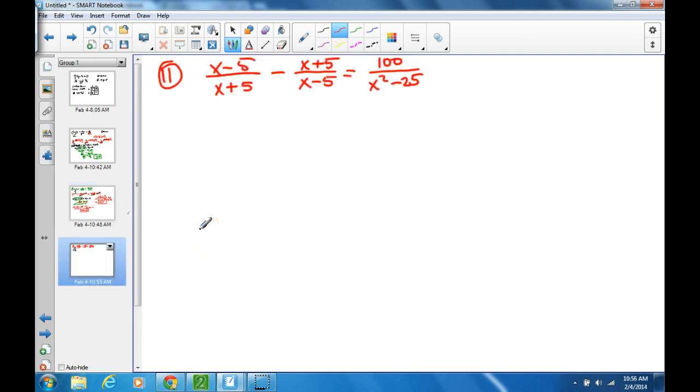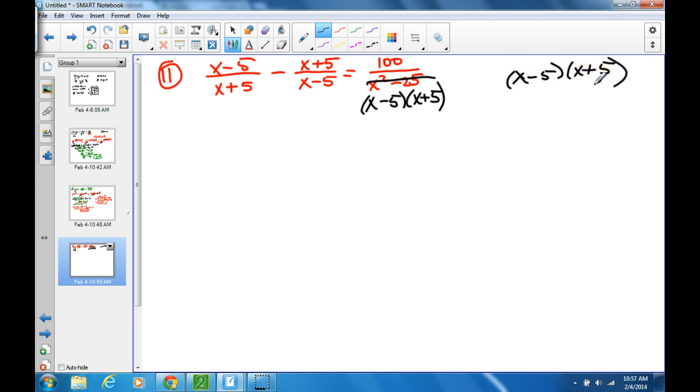So, on this one, the first step we have to do is factor the one that's not factored yet, and that's this one right here. So what would be my factors for that one? x minus 5 and x plus 5, using the difference of squares. Looking at that, I need to have each of my factors represented once for what I'm going to multiply by. So x minus 5 and x plus 5 is what I'm going to multiply everything by.